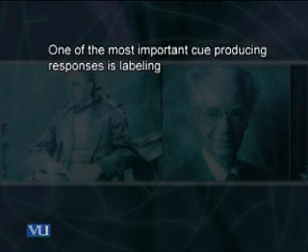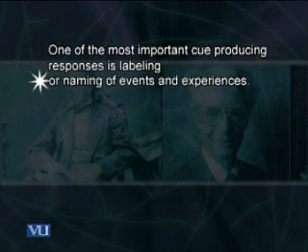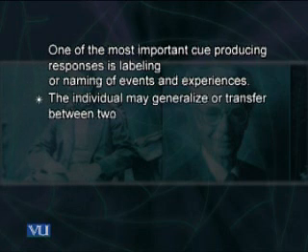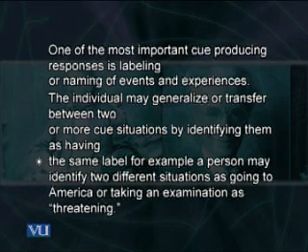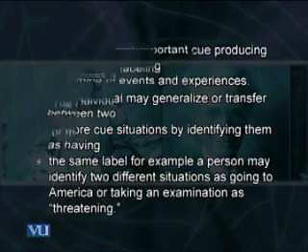One of the most important cue producing responses is labeling or naming of events and experiences. The individual may generalize or transfer between two or more cue situations by identifying them as having the same label. For example, a person may identify two different situations, going to America or taking an examination, as threatening.